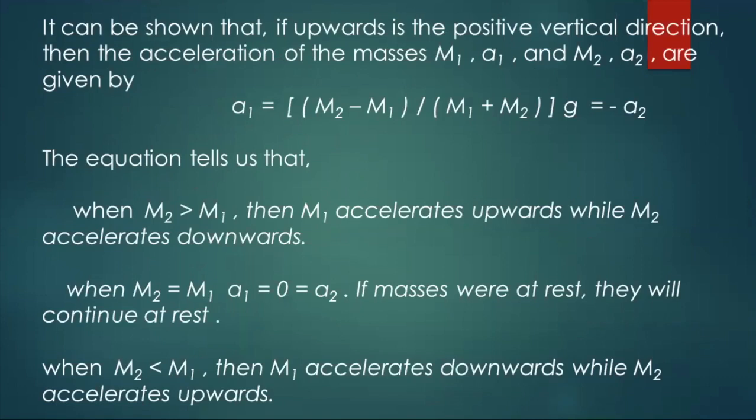When you do the analysis of the equation with the students, you can see from the equation on top that if mass 2 is bigger than mass 1, then mass 2 goes down and mass 1 goes up. That means mass 1 accelerates upwards, so A1 is positive. And when M2 is less than M1, then M1 accelerates downwards, that means it's negative, while M2 accelerates upwards, positive, with the same magnitude.